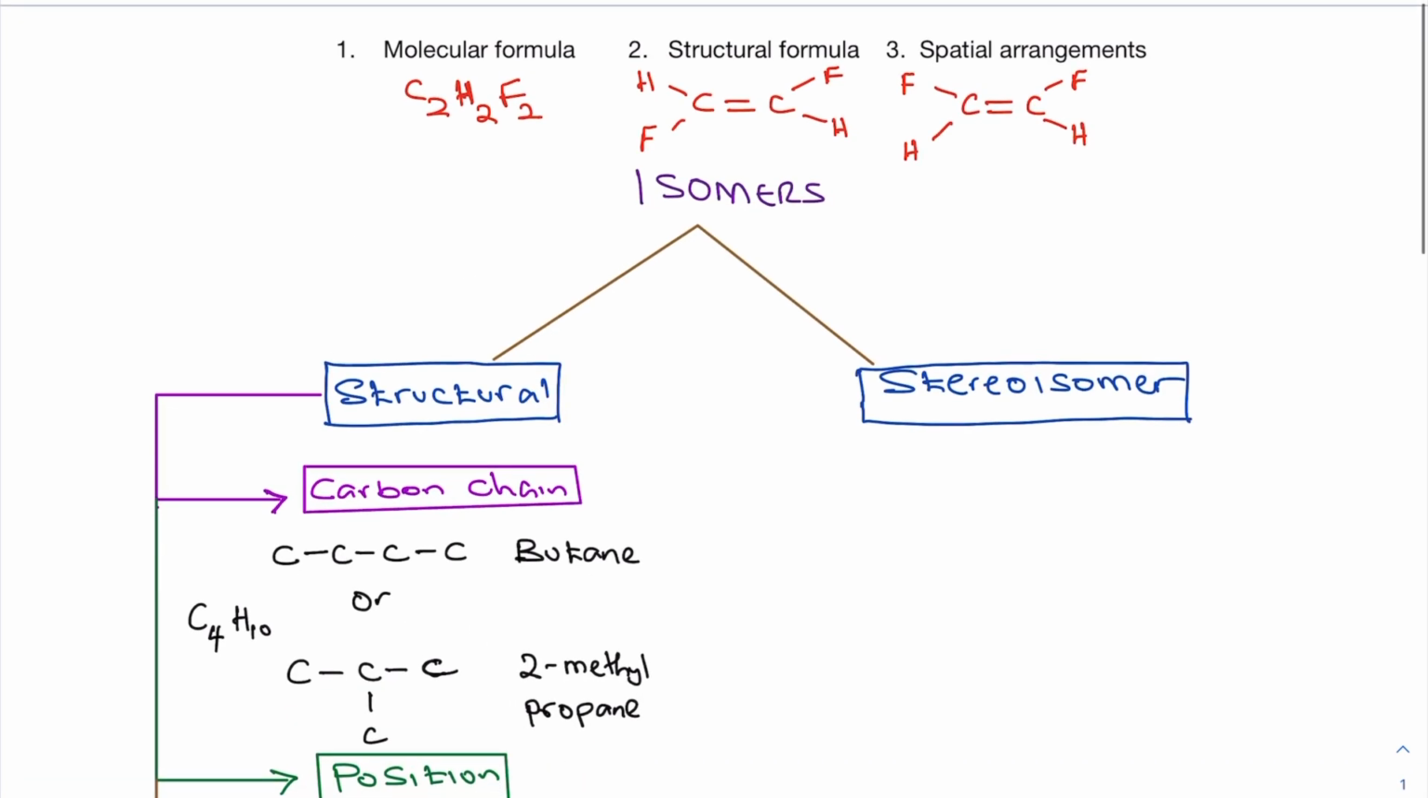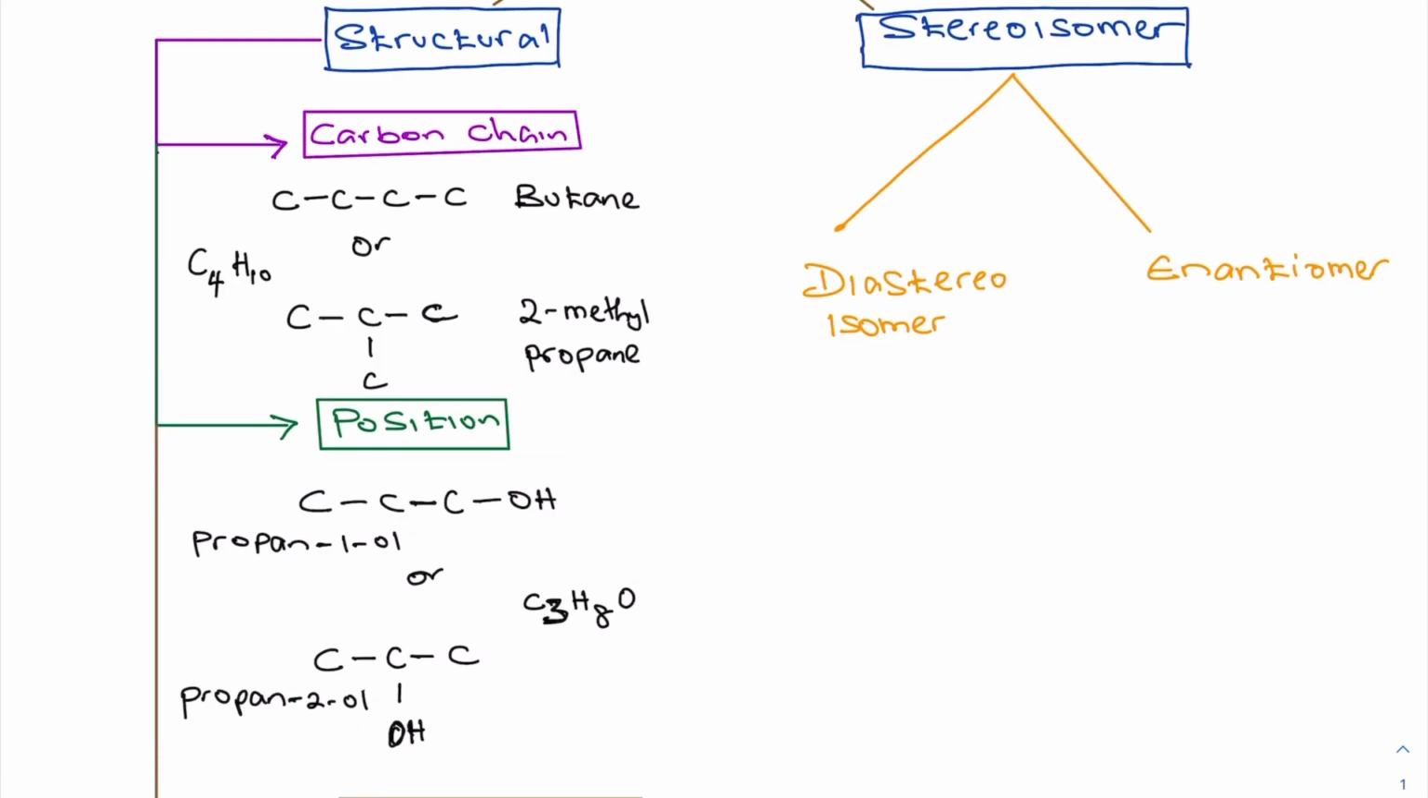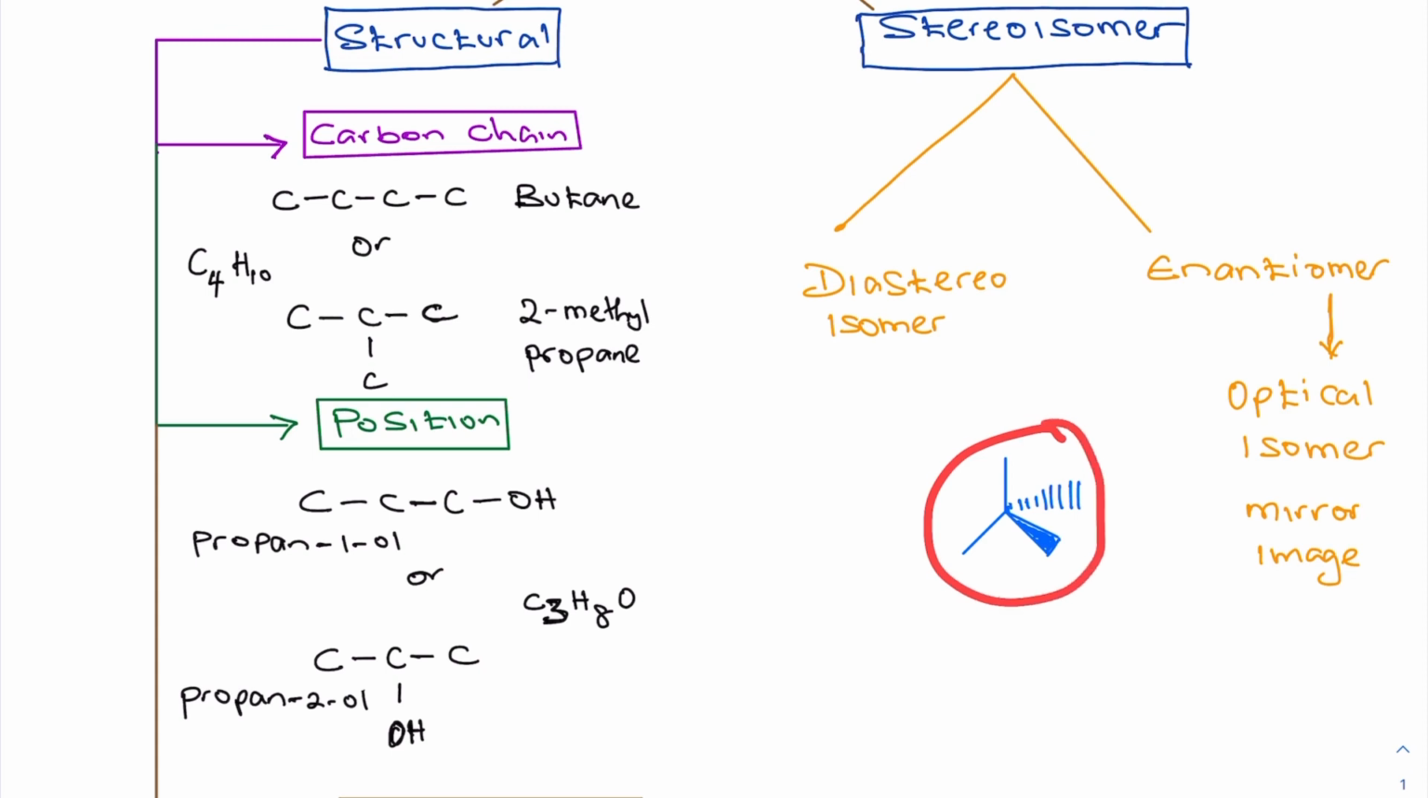Now let's look at stereoisomers. There are two types of stereoisomer: diastereoisomer and enantiomer. Let's look at an example of an enantiomer. We have an optical isomer, and here's a structure, 4 different groups here, and a chiral center. We have a mirror here, and you have a mirror image, and this is non-superimposable. So that is an optical isomer.